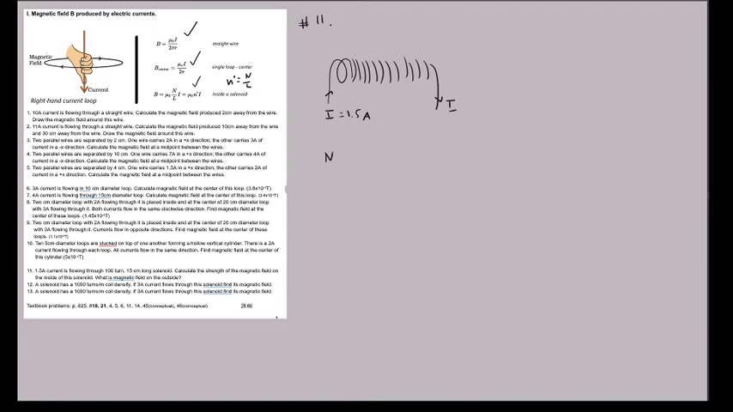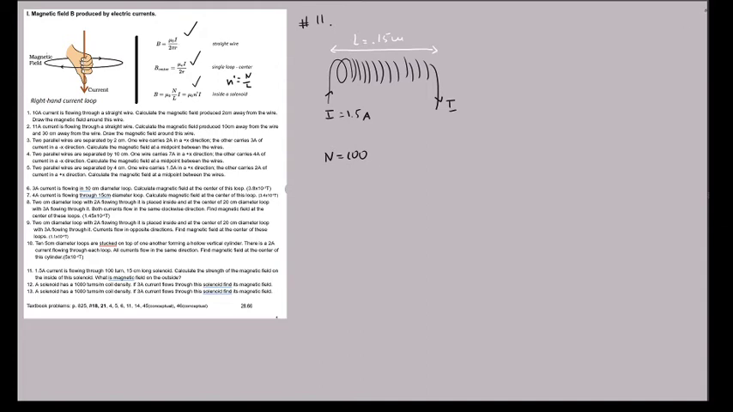Big N, I guess I'll use big N. Big N is 100 turns, although I think I used little n before. Anyways, big N is 100 turns. And the length of this solenoid is 15 centimeters. That would imply it's 0.15 of a meter, and in order for units to work out, we have to be in meters. Calculate the strength of the magnetic field on the inside of the solenoid.